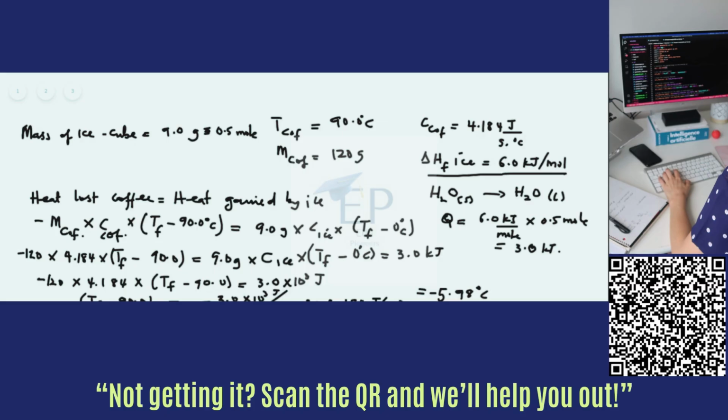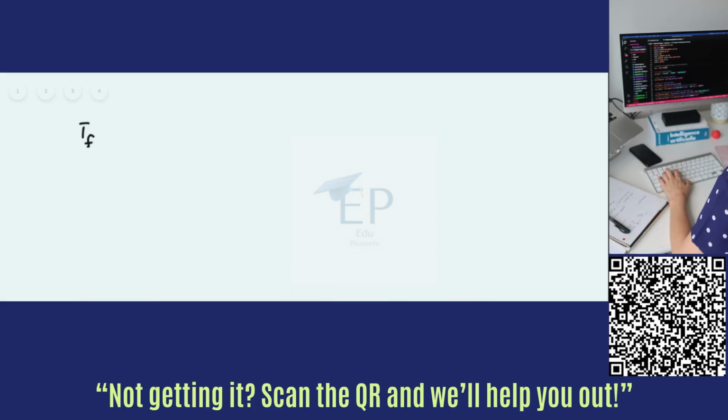So going to the next page, TF minus 90.0 is equal to minus 5.98. So TF then will be minus 5.98 plus 90, and that will give us 84.02 degrees Celsius. So that will be the final temperature.